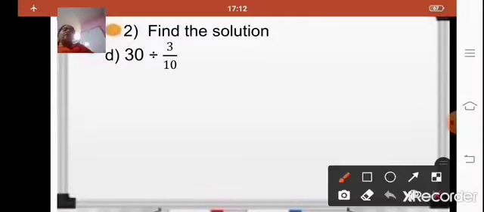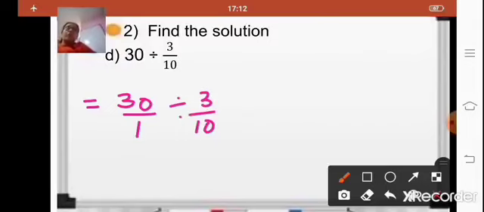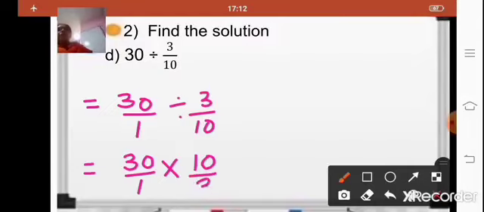Okay. Here you have to find the solution, that is, a whole number has to be divided by a fraction. The first thing you will do is write the whole number, that will be 30 upon 1, divided by 3 upon 10. The first point to keep in mind is to change the division sign to a multiplication sign. So this will be 30 upon 1 multiplied by the reciprocal of the fraction. Now what is the reciprocal of 3 upon 10? The reciprocal of 3 upon 10 is 10 upon 3.